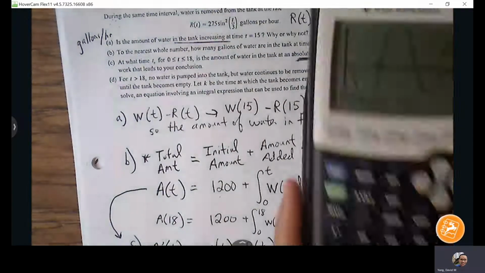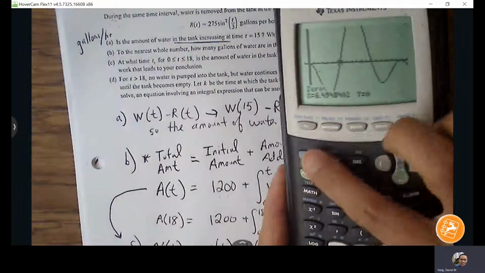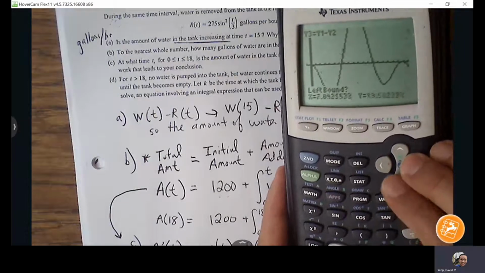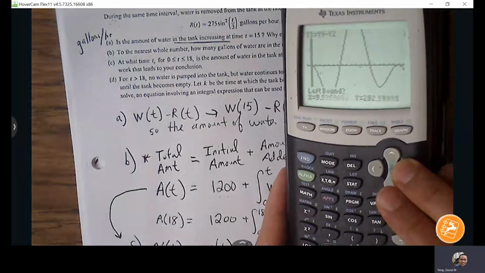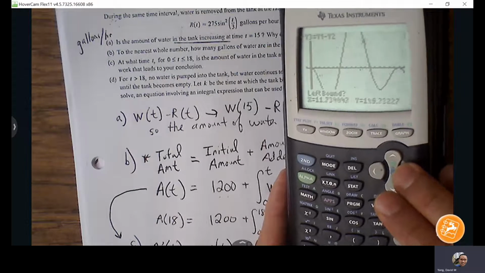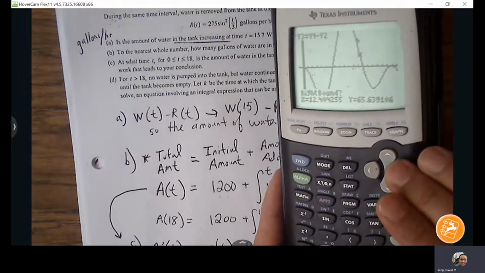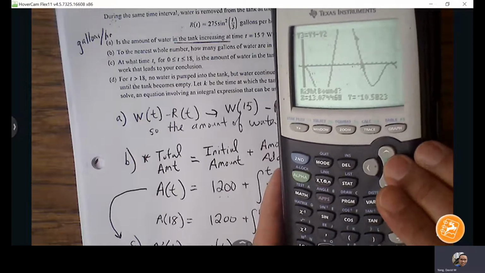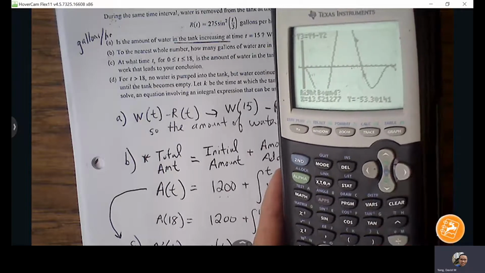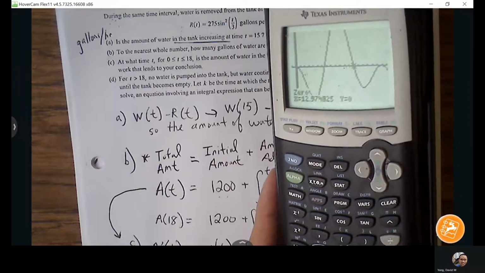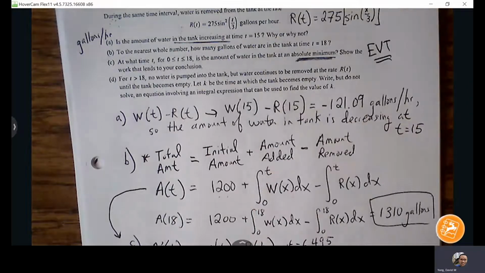There's another one that I need to find, so I'll test that point as well. Scroll to where my other x-intercept is. I'll hit enter once to lock that point in, and I'll scroll to the other side of the x-intercept, hit enter again. 12.975. Okay.